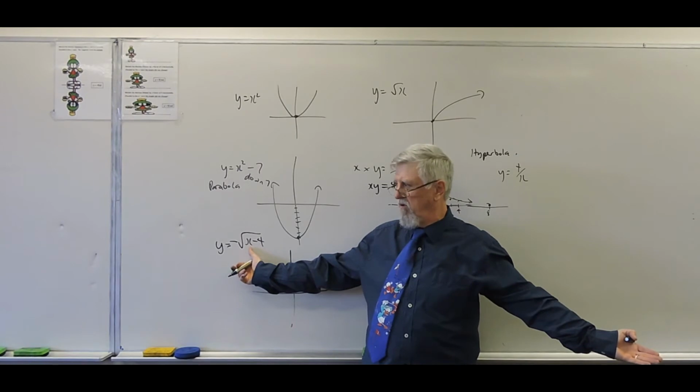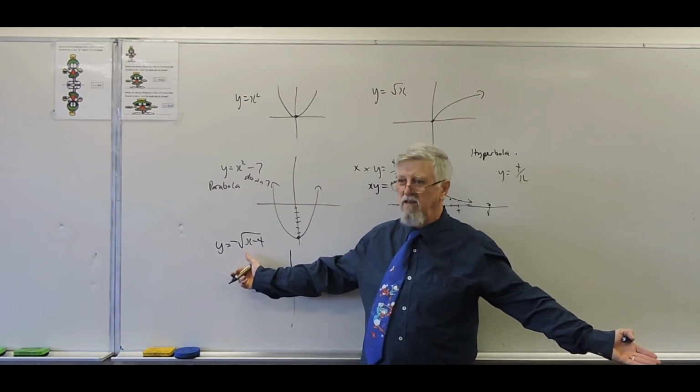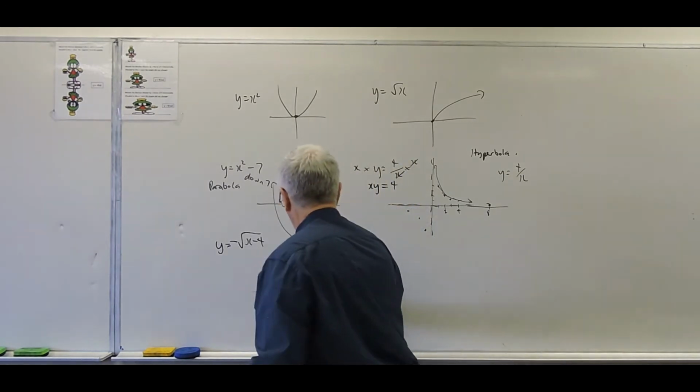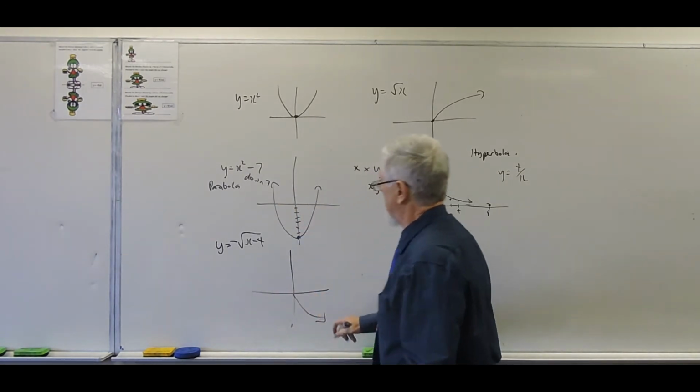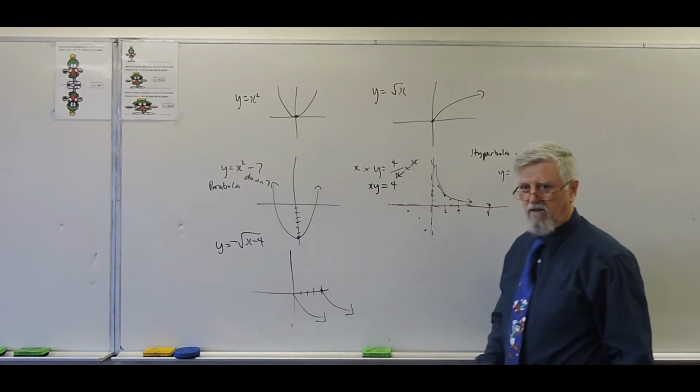Moving right, forward. So it's an upside down half, or it's a half of a parabola. It's the lower half of a parabola. And so it would have been that, but it moves forward to the right. So it's that one there. And I can keep going.